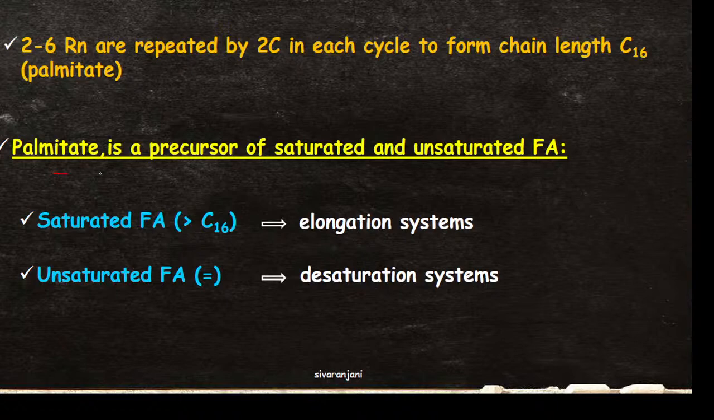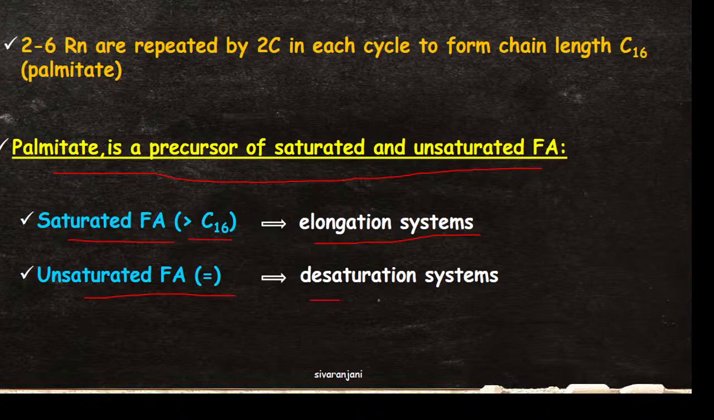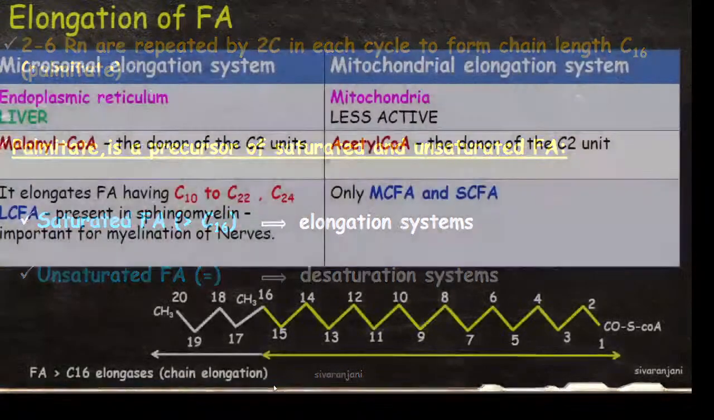So further to this, palmitate is a precursor of saturated and unsaturated fatty acids. Different saturated fatty acids which have a number of carbon atoms greater than 16 carbons are synthesized by the elongation system. And this palmitate can be converted into unsaturated fatty acid by a desaturation mechanism.